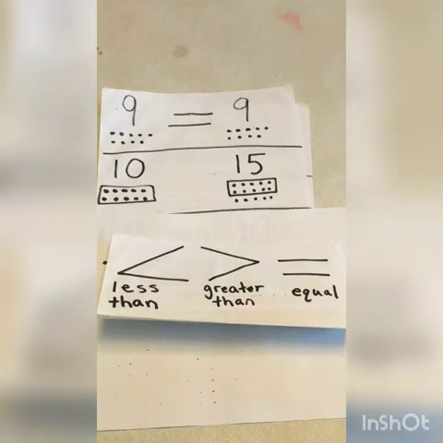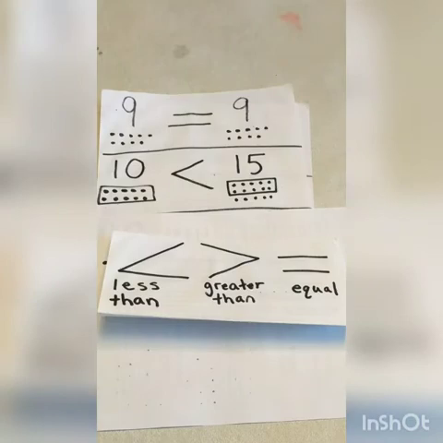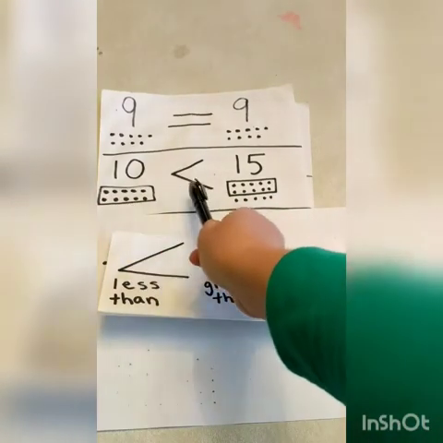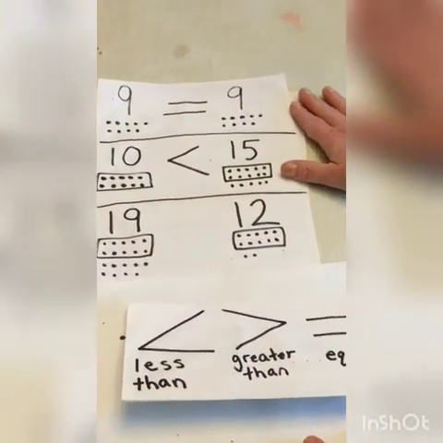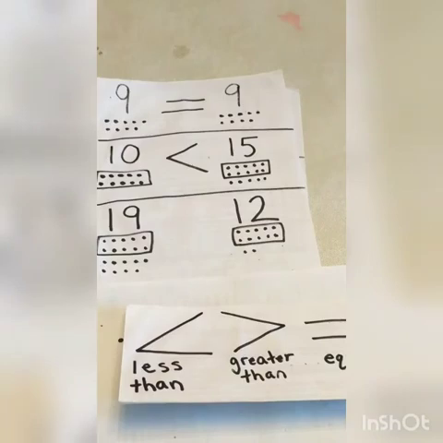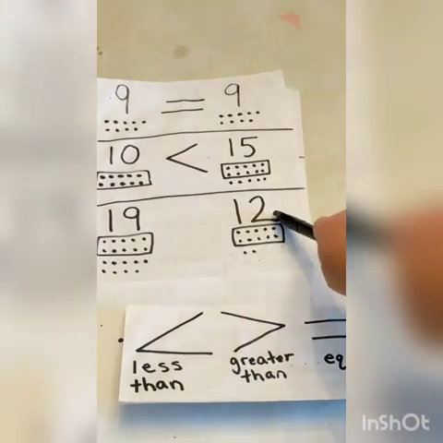If you said that the number 10 is less than the number 15, you are correct. This says 10 is less than 15. Good job, friends. Our next problem is the number 19 compared to the number 12.